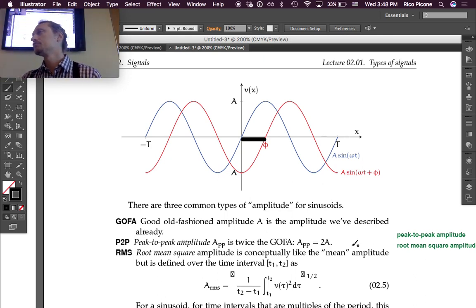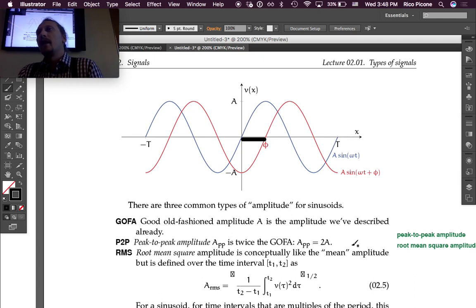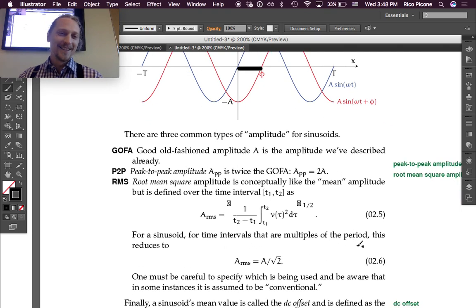For instance, cosine would be a 90 degree phase shift. And this looks a lot like a 90 degree phase shift to me, or a pi over 2 phase shift. And in fact, it is. That's what I plotted. It was a cosine. I know. Clever I am, huh?